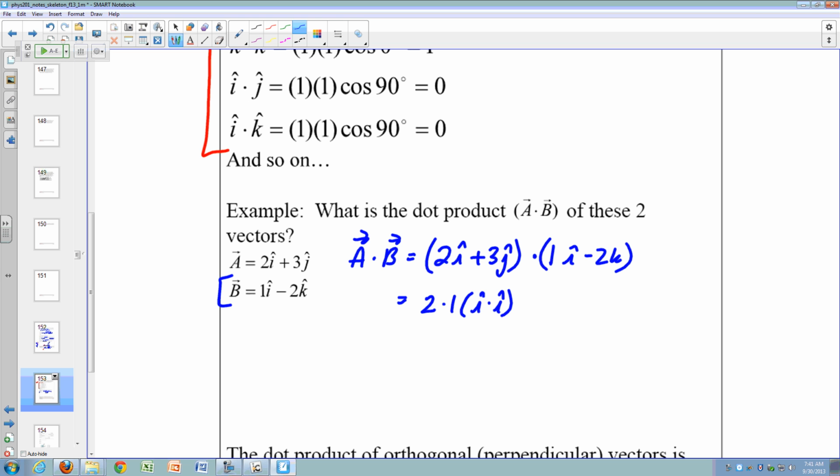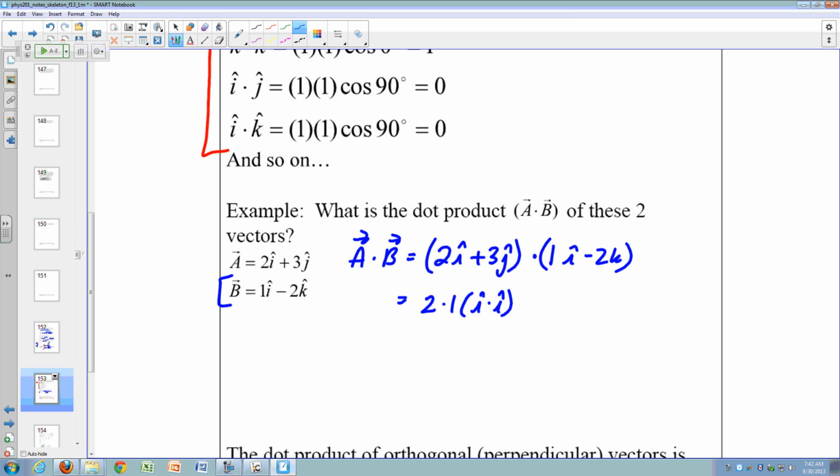Okay, well, let's see. So first is 2i times 1i. The outer is 2i times negative 2k. What's that equal to? Okay, but I dot k is equal to 0. Right, so outer is 0. Inner is 3j times 1i. What's that equal to? It's 0. The dot product of j dot I is equal to 0 because they're perpendicular or orthogonal. And then 3 times negative 2 is negative 6, j dot k. So that's equal to what? 0. So what's the answer? It's just equal to 2.